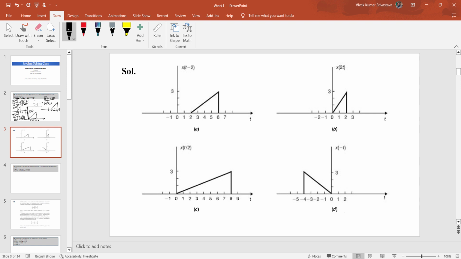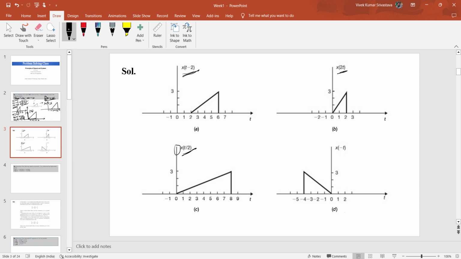Yeah, like here you can see. This is plotted for t minus 2. This is x of 2t, x of t by 2. So here you can see that the slope is changing. But the maximum value remains the same because we are not doing any operation on the amplitude.